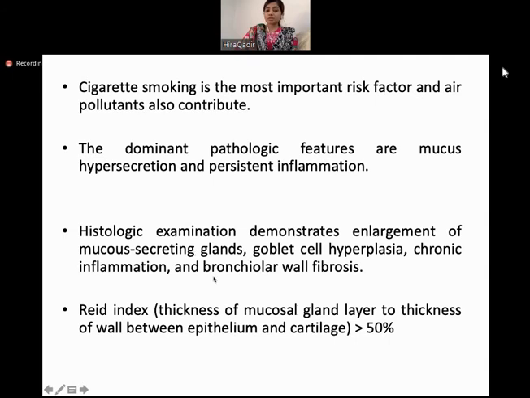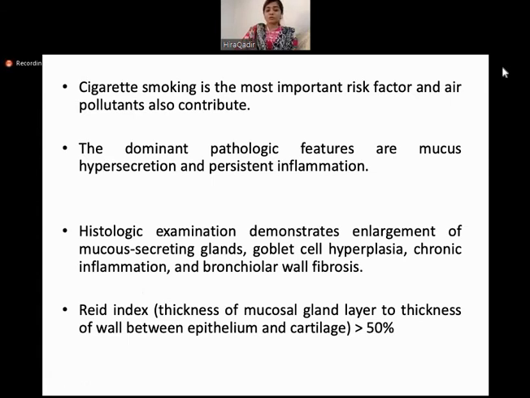And histology is very important. Why? Because it gives you the clue and helps you differentiate from other disorders. So histology of all these lung diseases is important. You have to know the 2 to 3 points that help you to pick up the scenario and reach the diagnosis in the exam. For example, in chronic bronchitis, there is enlargement of mucus secreting glands, and there is goblet cell hyperplasia, and there is chronic inflammation and bronchial wall fibrosis.